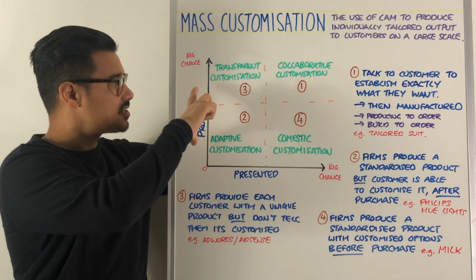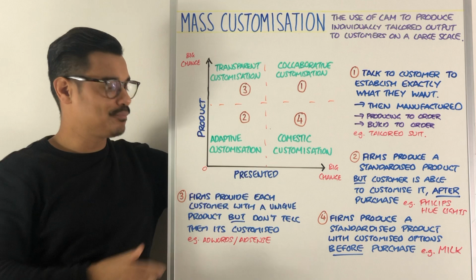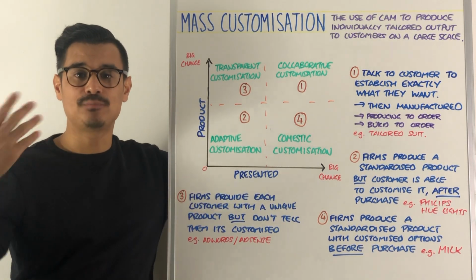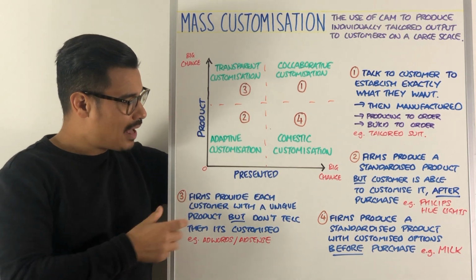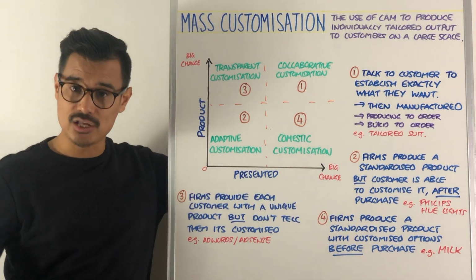Firstly is the product itself. How much have you changed a product? A small amount or a big amount? And the other thing is the presentation of the product, how it's presented, how it's portrayed, how it's represented. Is it being changed a small amount in terms of presentation, or are you presenting it in a very different way? So there's a big change.